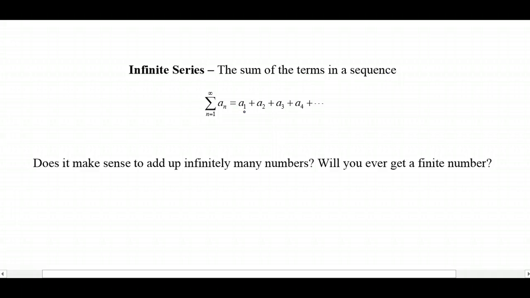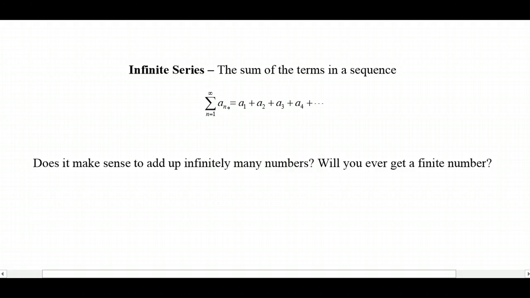So all the terms in a sequence are a1, a2, a3, a4, and so on. So we're adding up all of the terms in a sequence. And since the sequence goes on forever, we're adding up infinitely many terms. And we use the sigma notation from n equals 1, or the starting index, whatever it is, to infinity of a sub n.